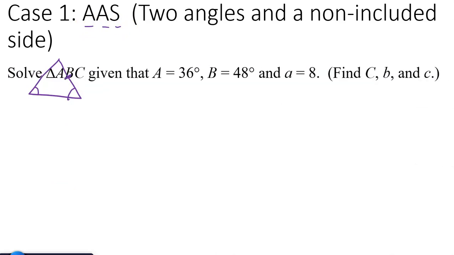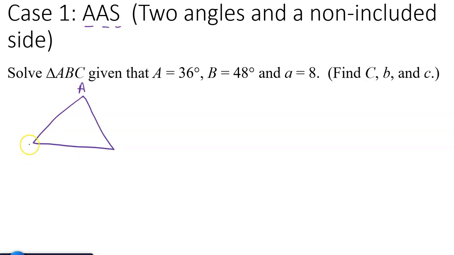So here's a question. It says solve triangle ABC given an angle measure, another angle measure, and a side. Now when it says solve the triangle, that means give all the sides and angles that are not given in the triangle. So what's not given is angle C, side b, and side c. So let's draw ourselves a picture. It doesn't have to be a perfect picture. It can be a generic picture.